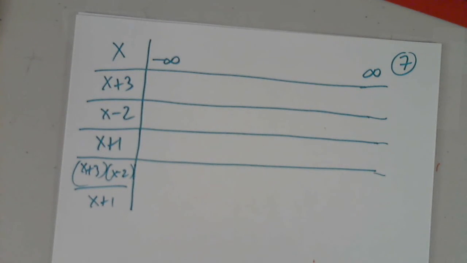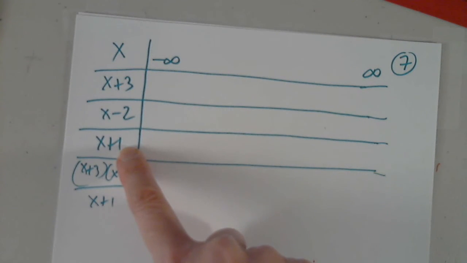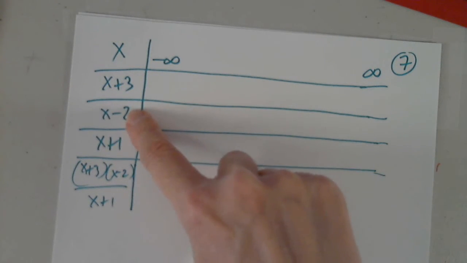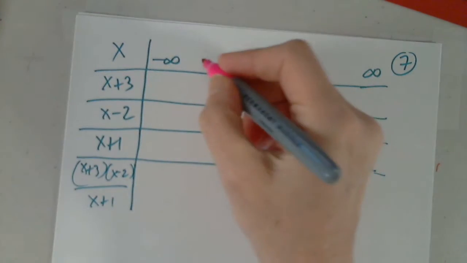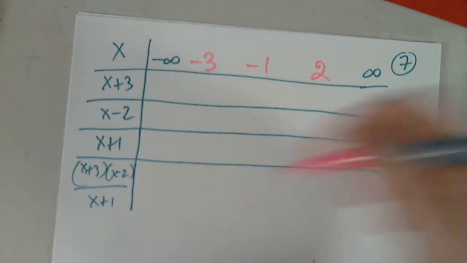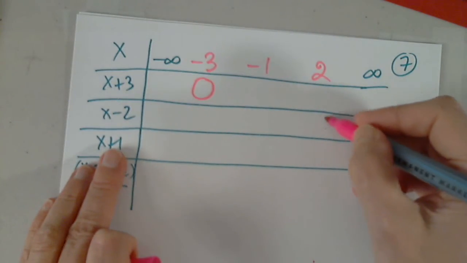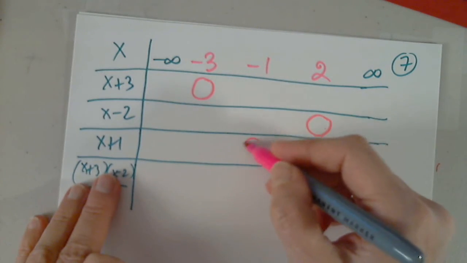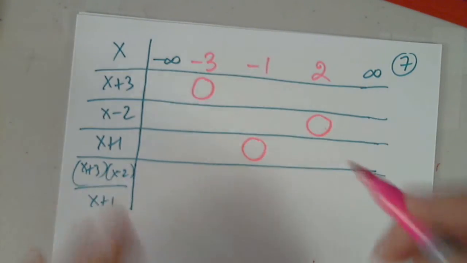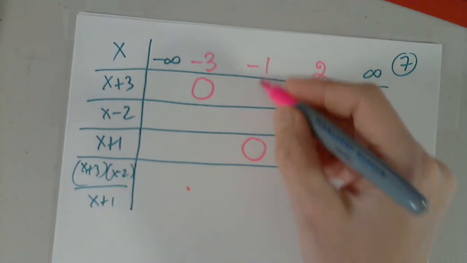You have to put in -3. Yes? -1. And? +2. Very good. -3, -1, +2. And the corresponding zeros: -3, 2, and -1. Now, careful, tell me what you will write here.